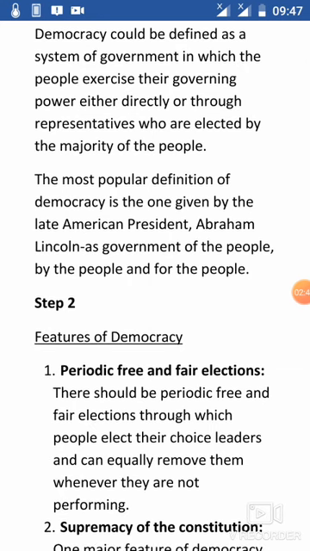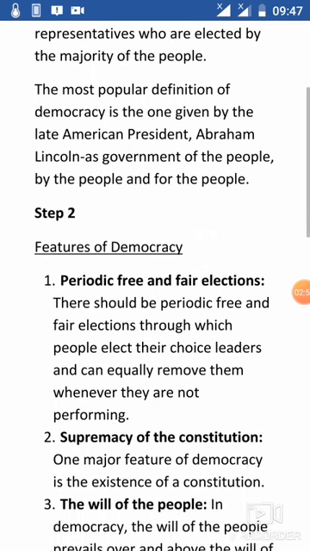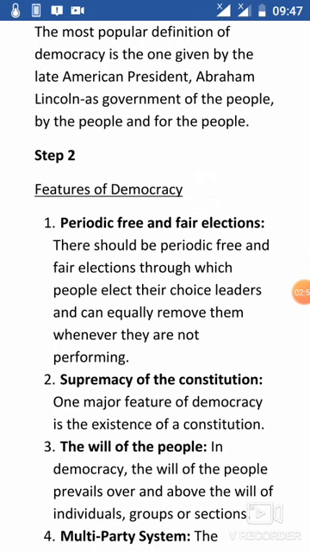There are so many features or characteristics of democracy. Some of them are discussed below. Number 1, we have periodic, free, and fair elections. Here, there should be periodic, free, and fair elections through which people elect their choice leaders and can equally remove them whenever they are not performing.